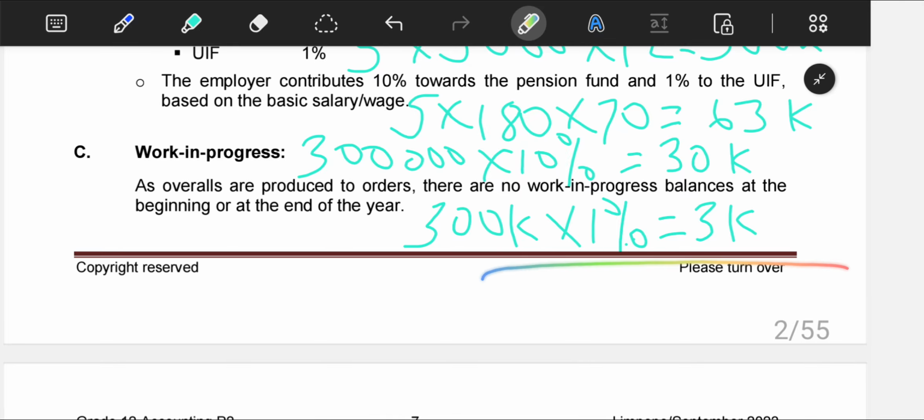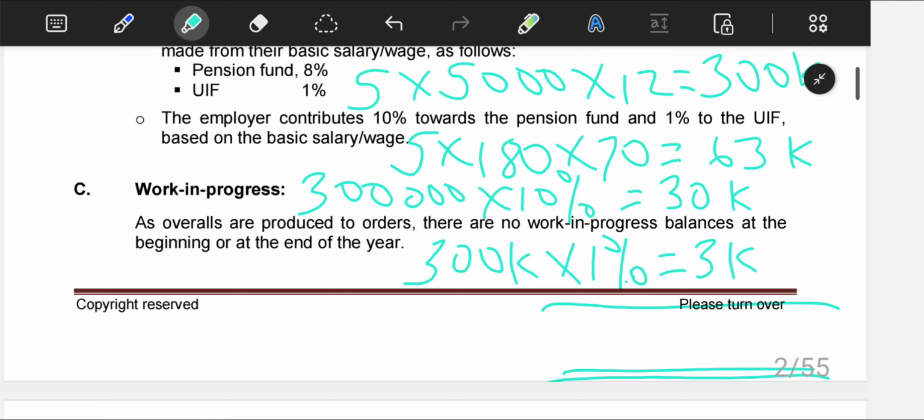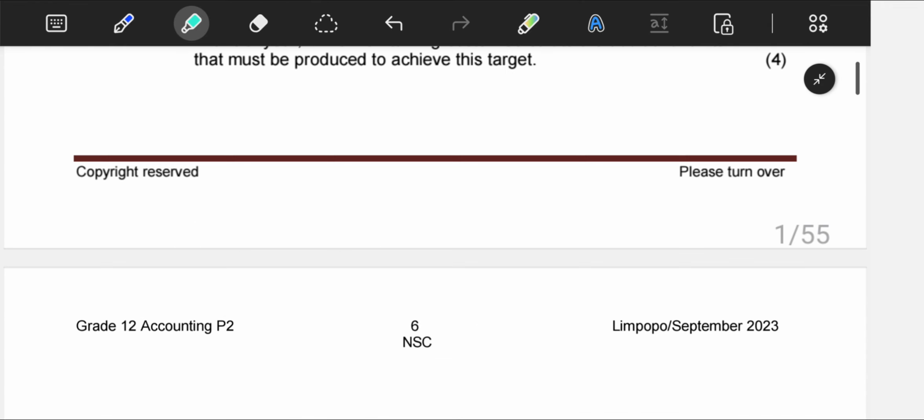Then let's total everything. It's 300 plus 63 plus 30 plus 3. You get your 396,000. That 396,000 is your direct labor cost that is going to appear in your production cost statement. Right. Let's go to the next question.